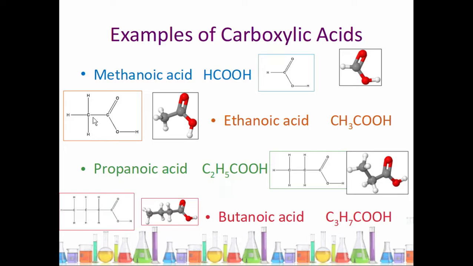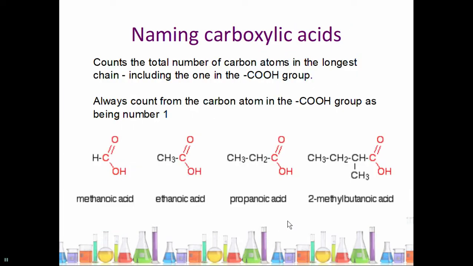To draw that out, eth is two carbons, and telling us that it's singly bonded, and oic acid, we've got that functional group here, the COOH. Propanoic acid, three carbons, carboxyl group at the end of it. This is called a carboxyl group, by the way. And butanoic acid, four carbons in our chain, including, so when you're naming them, you're including the carbon that has the carboxylic acid functional group there.